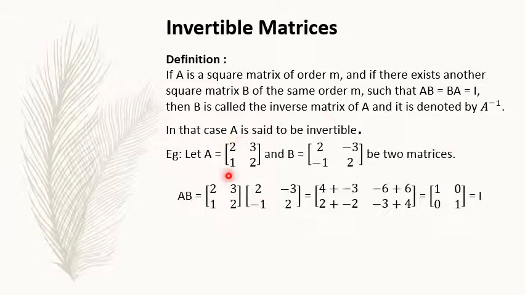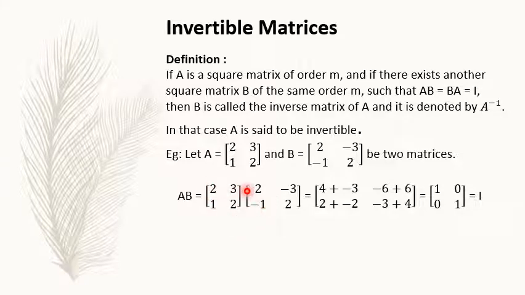Here a 2 by 2 matrix A is given. Another 2 by 2 matrix B is given. Then we are just multiplying A with B, the 2 by 2 matrix A with the 2 by 2 matrix B. In the previous video we discussed how to find the product of two matrices.